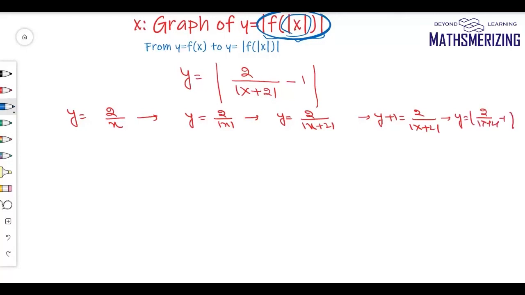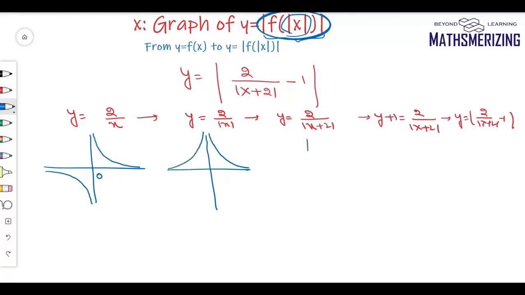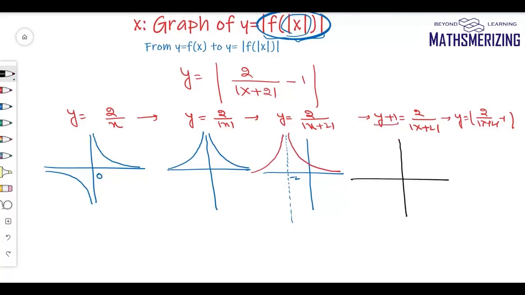So y equals 2 upon x, a rectangular hyperbola. Then for mod x, erase the graph from the second and third quadrant, take the reflection of right on left, and then for mod of x plus 2, shift the entire graph minus 2 units along the x-axis, and then y plus 1, shift the entire graph minus 1 units along the y-axis.